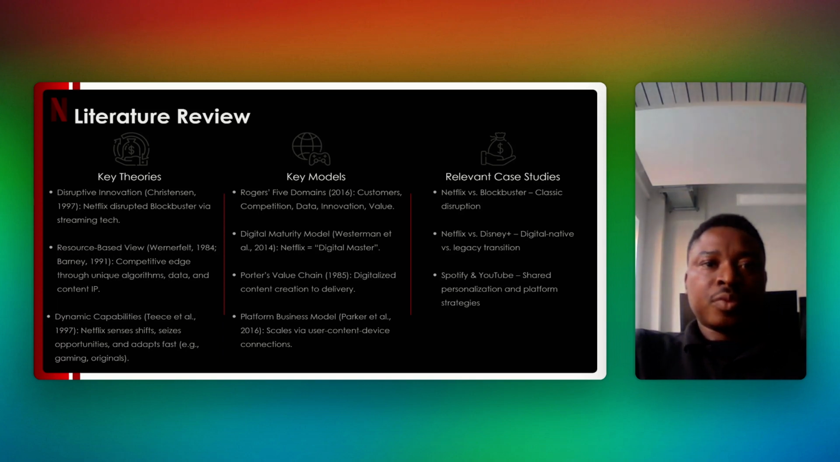I also use frameworks like Rogers' five domains, Porter's value chain, and digital maturity models to evaluate Netflix strategy in a structured way. Case studies like Spotify, YouTube, and Disney Plus help benchmark Netflix position in the market.